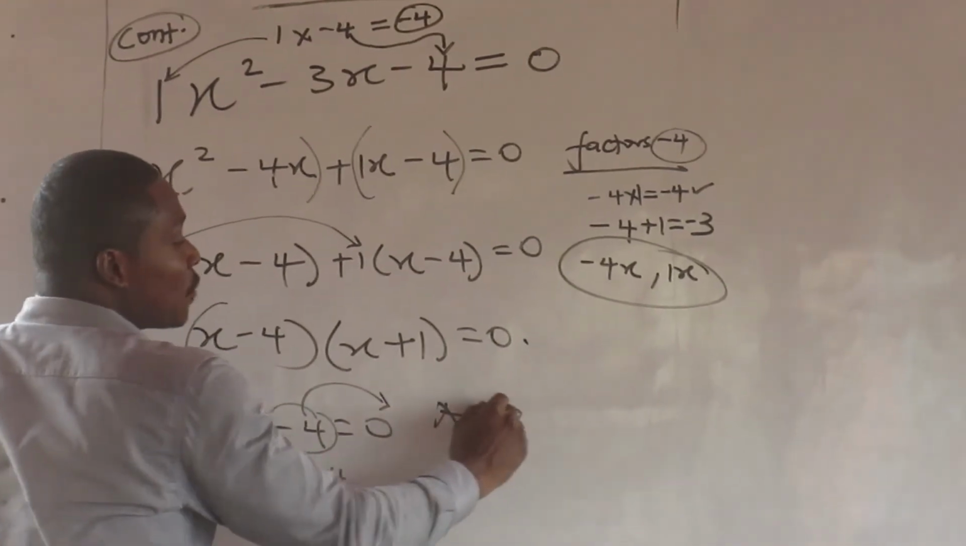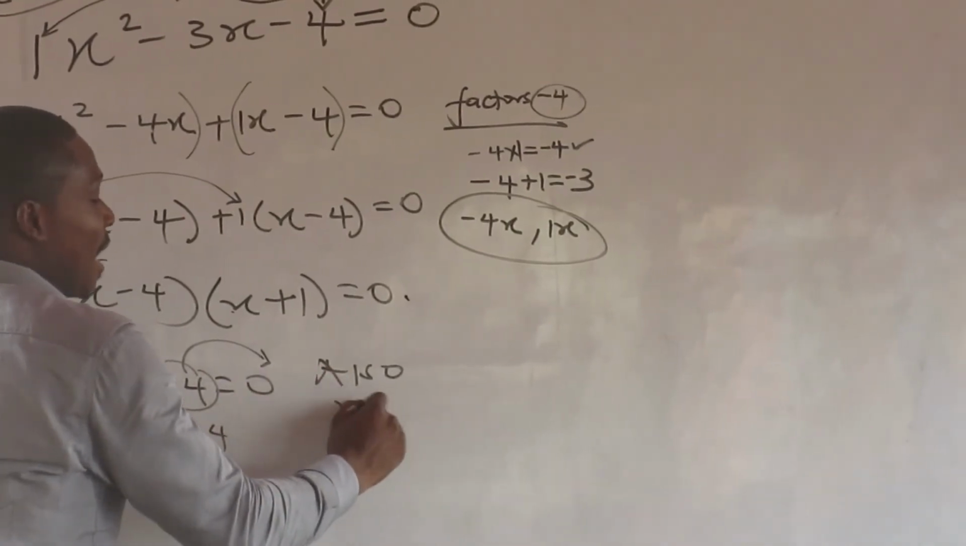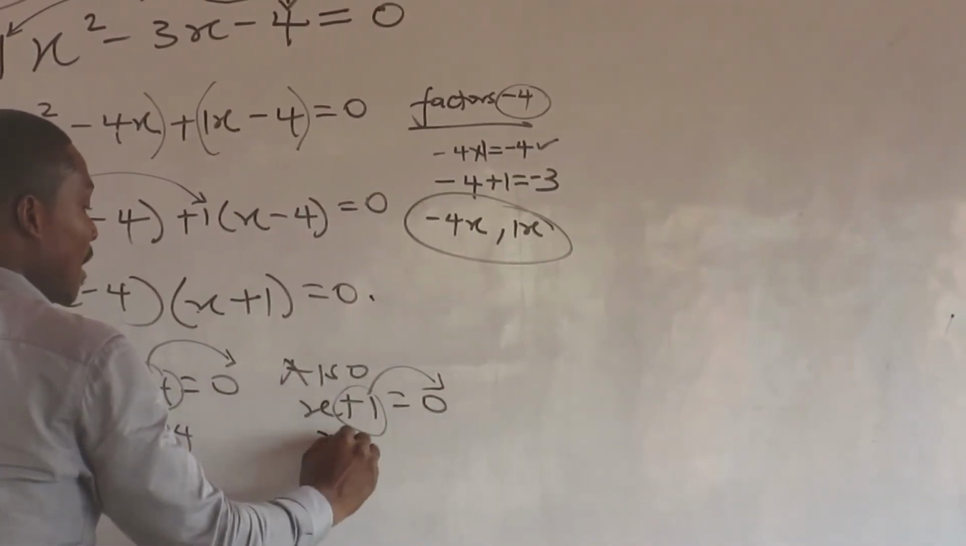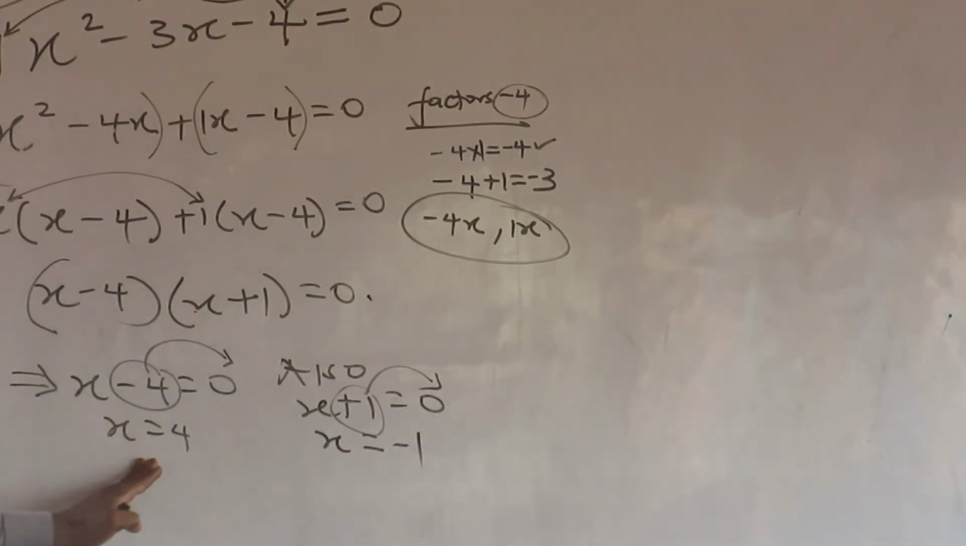Also, we are done with this, so this is also. Also, x plus 1 equals 0. So x equals what? Minus 1. Now I have 2 answers here. I have 4 and I have minus 1.